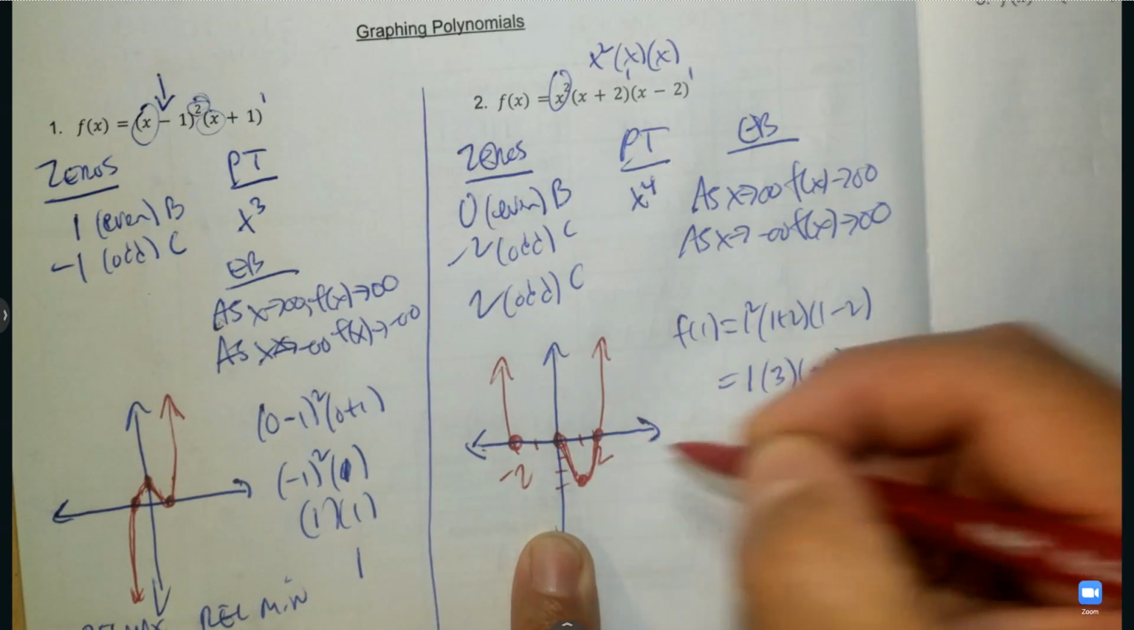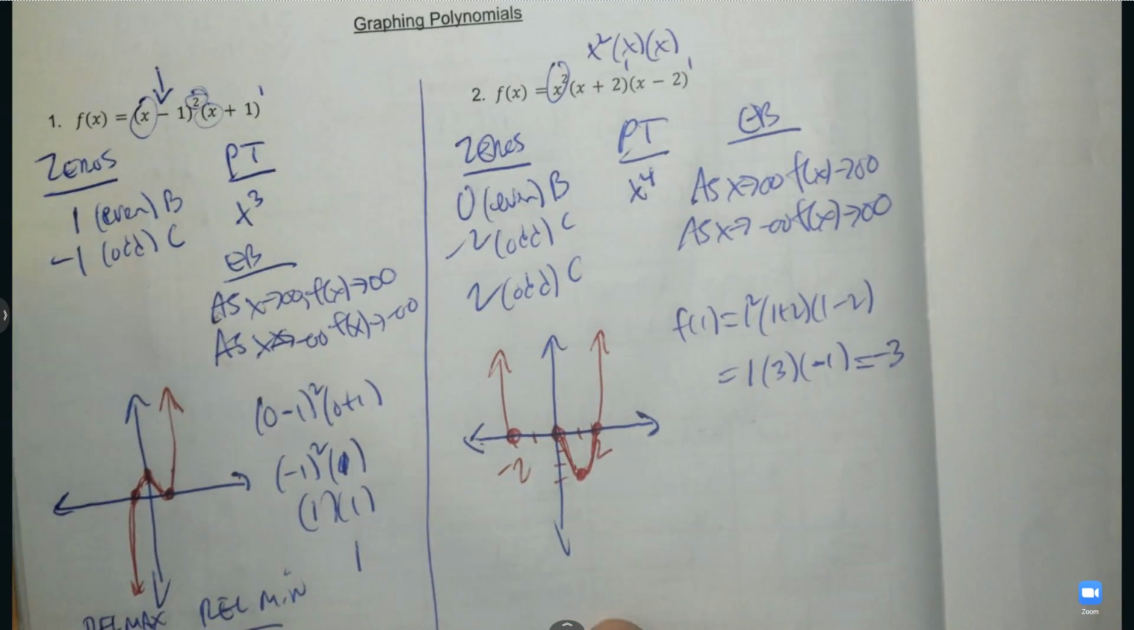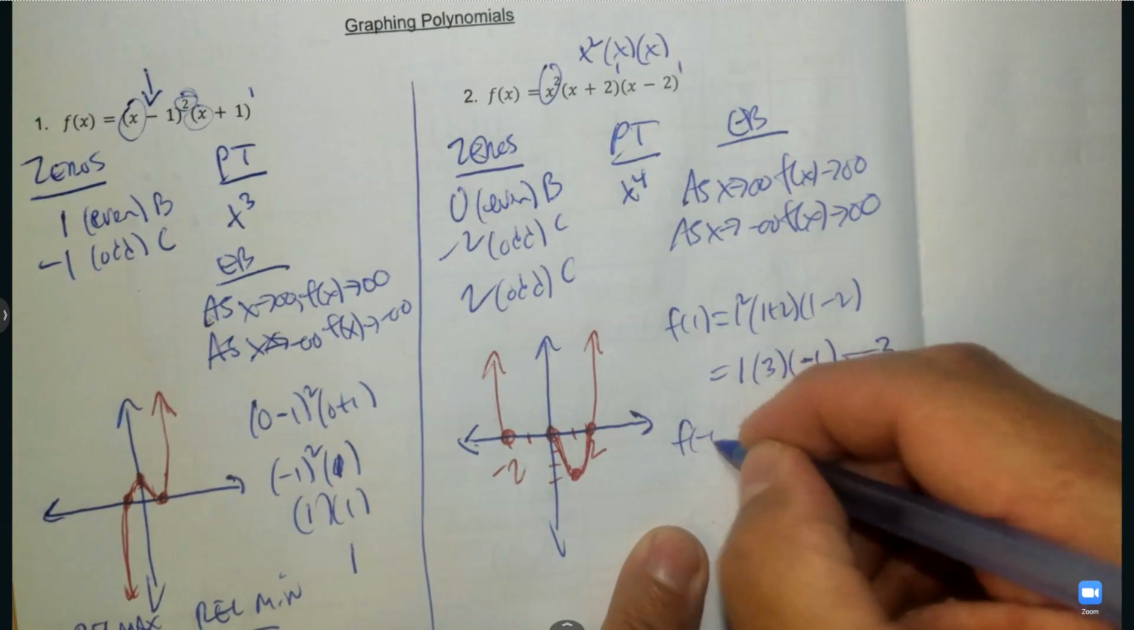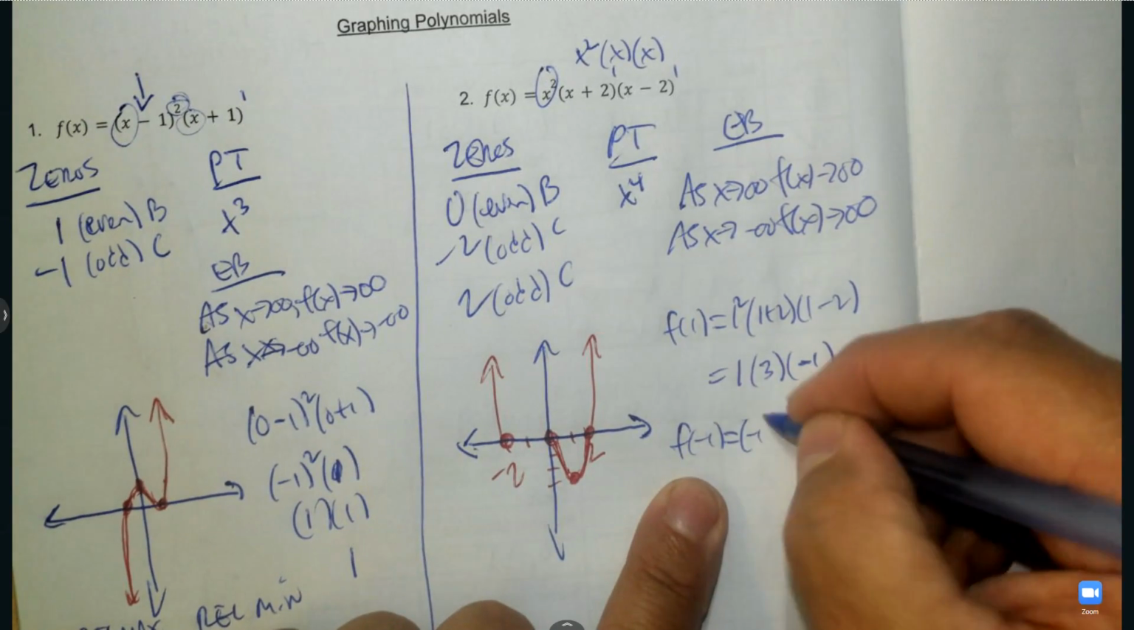It's almost there. We have one more gap to find, which is at negative 1. So same work, just plug in negative 1.